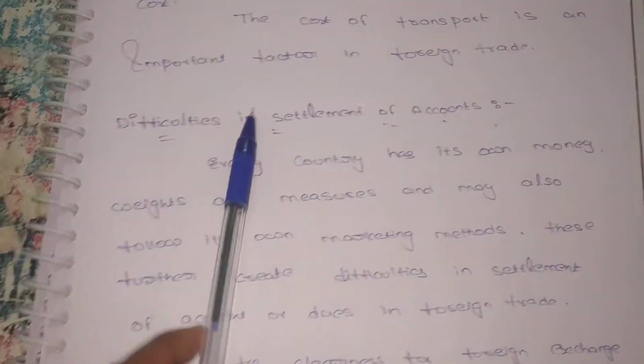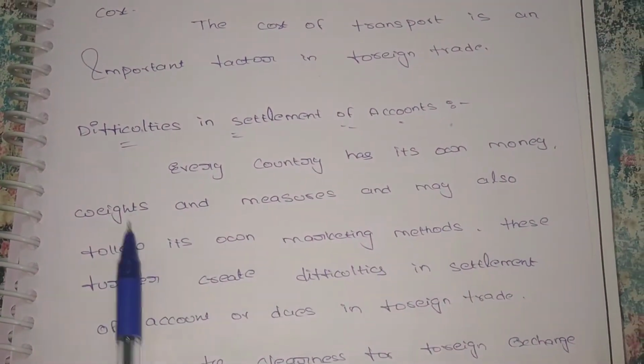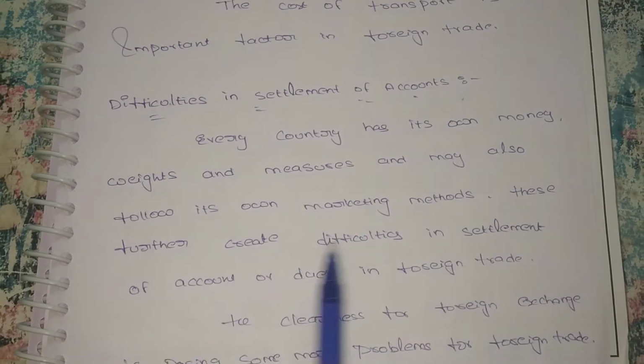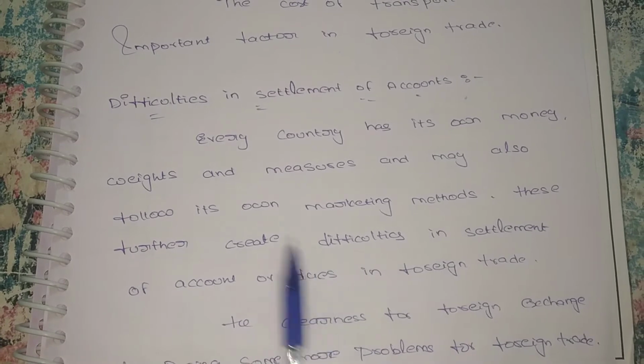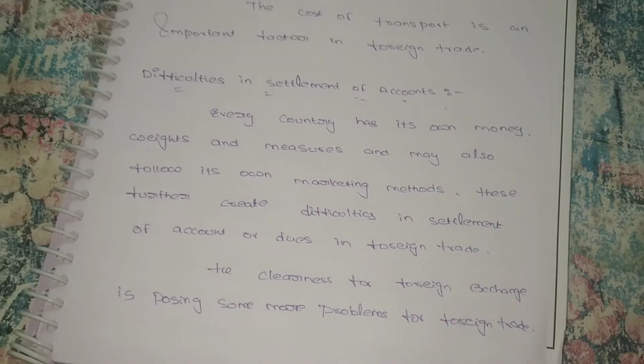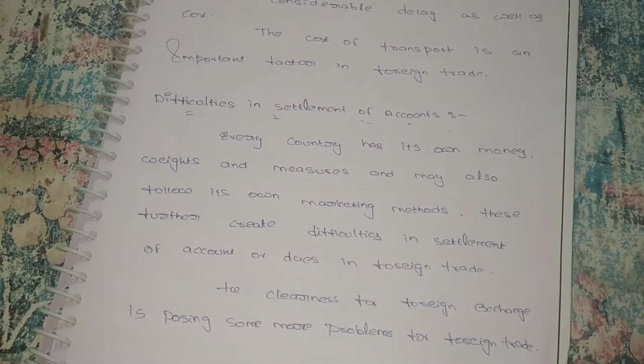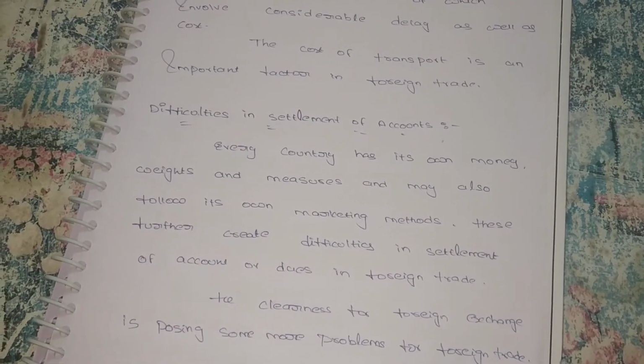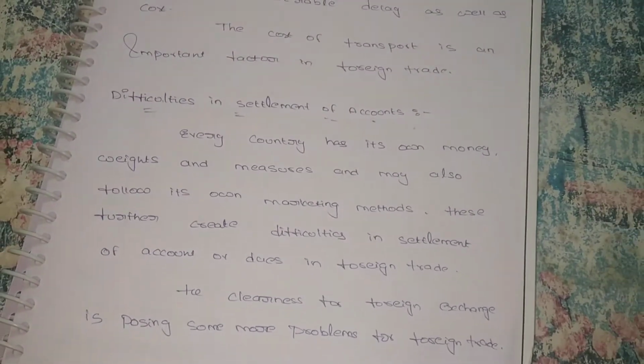So we can say it is also one of the disadvantages. Every country has its own money, weights and measures, and may also follow its own marketing methods. These further create difficulties in settlement of accounts and dues in foreign trade. Dues means, suppose India wants to pay other countries, or other countries want to pay India. For these dues, there is no certain period and no certain time limit.